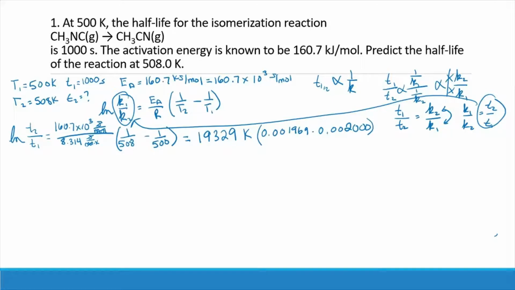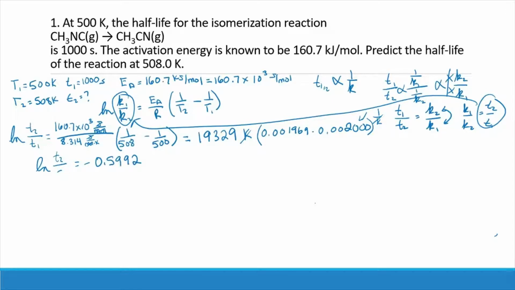And the units in this parentheses are 1 over Kelvin. So 1 over Kelvin times Kelvin, those cancel out, which makes sense. We need our natural log to be unitless. So now this is the natural log of T2 over T1, and that's equal to negative 0.5992.